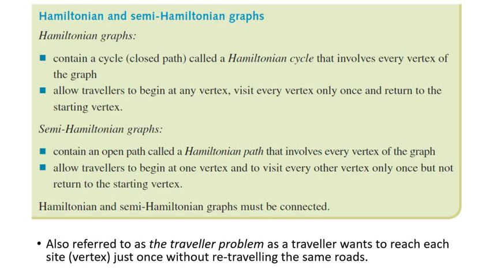Semi-Hamiltonian is an open path that includes every vertex. So what you did to start with, Clayton, how you started at a point and ended up at a point without reusing anything, that was actually semi-Hamiltonian. So if you don't close it, it's only semi. Just write down those two definitions for Hamiltonian and semi-Hamiltonian, and that'll be the last writing we do today.